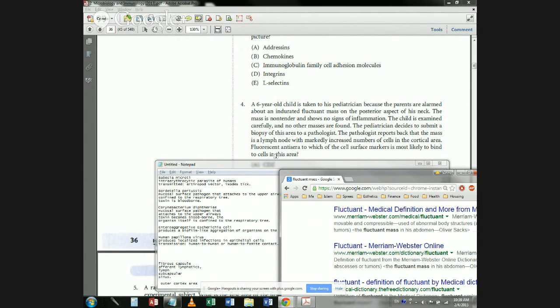Okay, so now what? What's the question? Fluorescent antisera to which of the cell surface markers is most likely to bind to cells in this area? So we want to know the cell markers on B cells, basically, which would be CD19, 20, 21, Ig alpha, Ig beta, MHC2, MHC1. Yeah, that's about it. So one of those should be my answer.